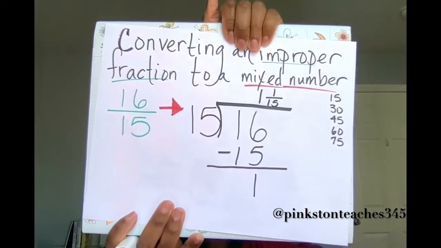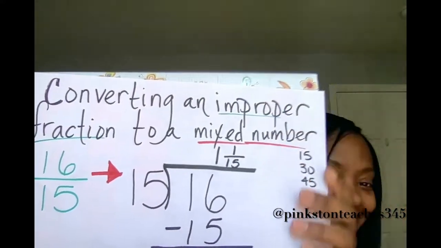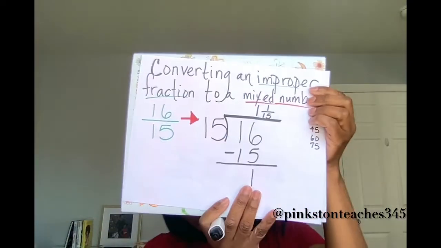That, my beautiful people, is your answer. 1 and 1/15. 1 and 1/15. That is how we convert an improper fraction to a mixed number.